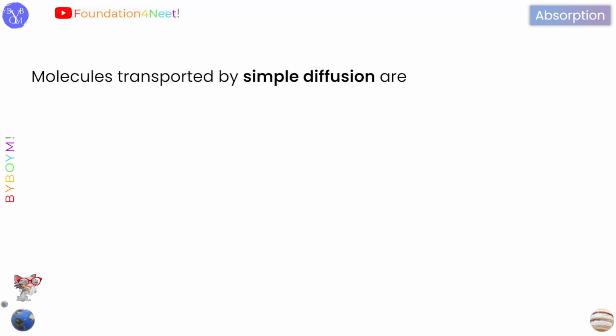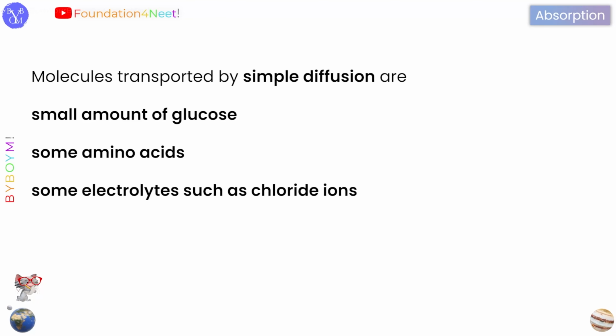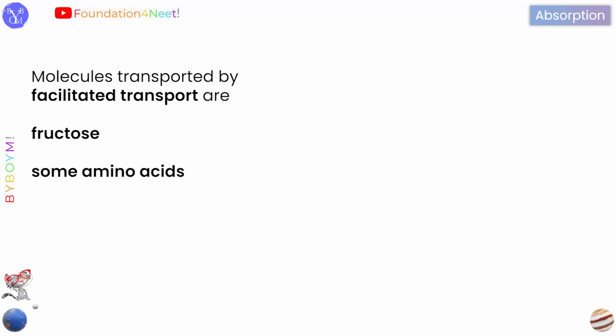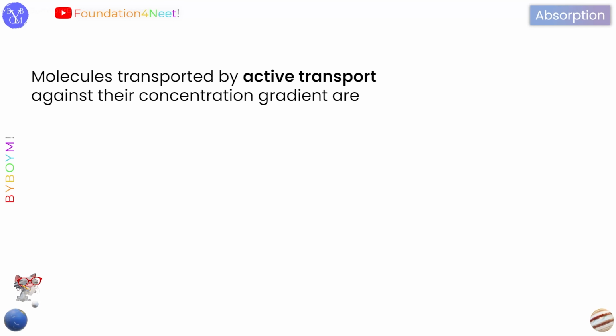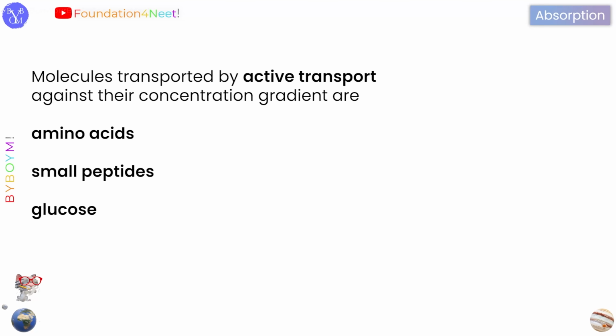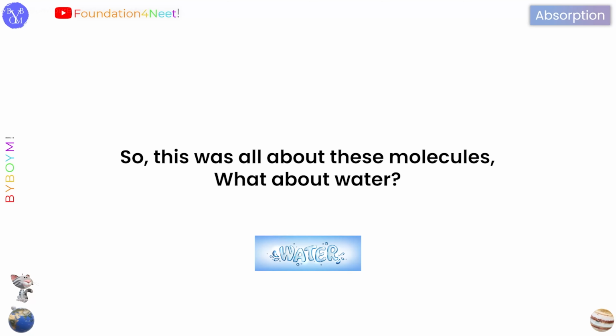Molecules transported by simple diffusion are a small amount of glucose, some amino acids, and some electrolytes such as chloride ions. Molecules transported by facilitated transport are fructose and some amino acids. Molecules transported by active transport against their concentration gradient are amino acids, small peptides, glucose, some vitamins and sodium ions. So this was all about these molecules.